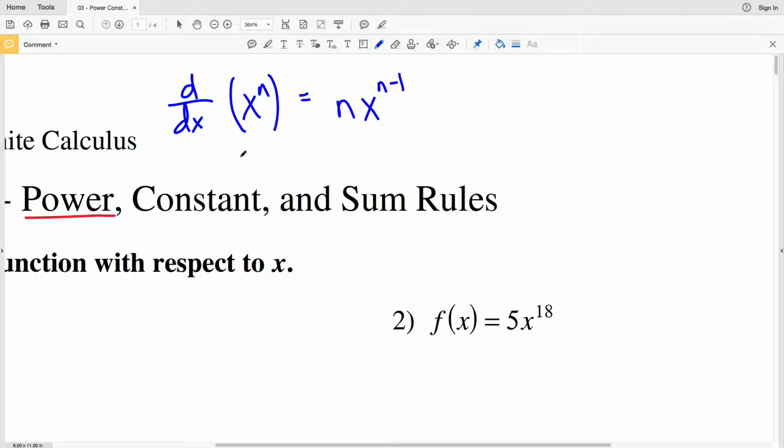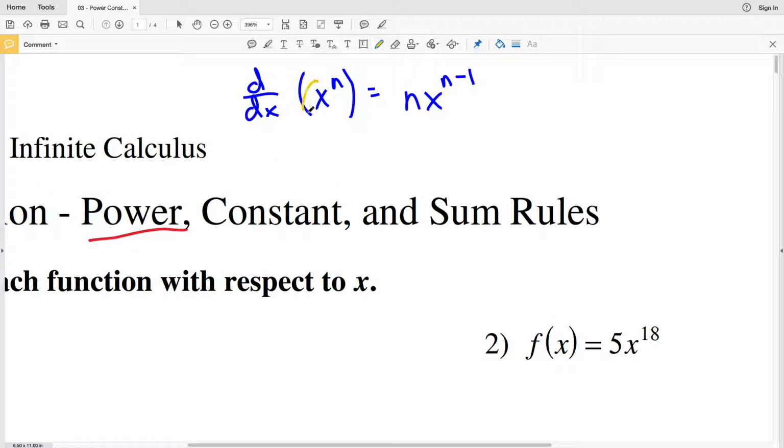Another way to write this rule would be the derivative with respect to x of a x to the n, showing that we could potentially have a constant. Then that would be n times a times x to the n minus 1. So again, one more time, we're taking the exponent and multiplying it, and then we're decreasing that exponent by 1. That is the power rule.